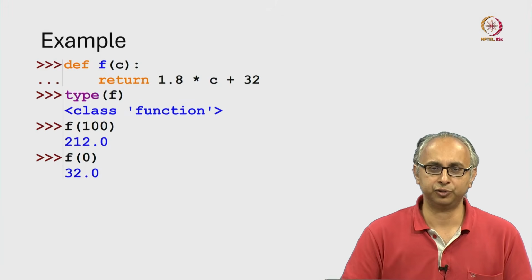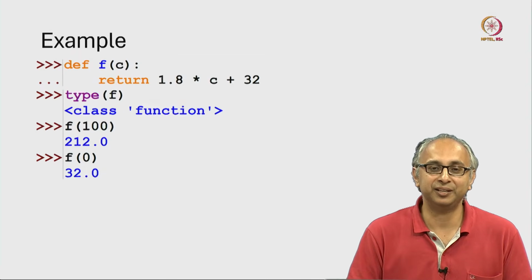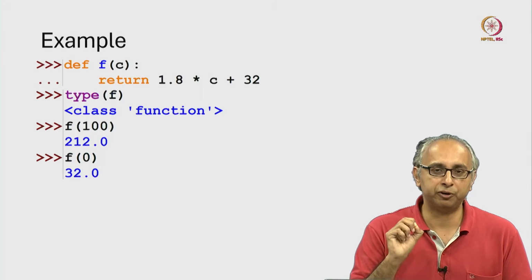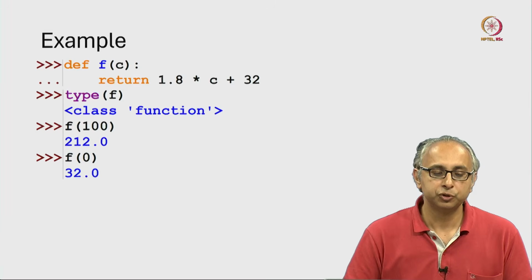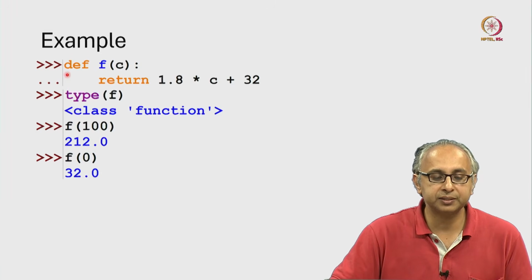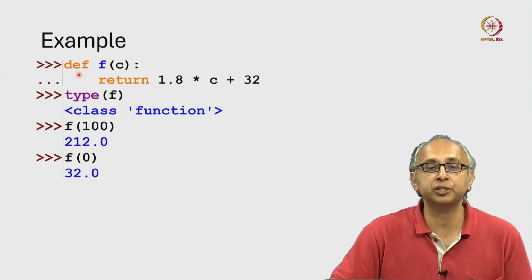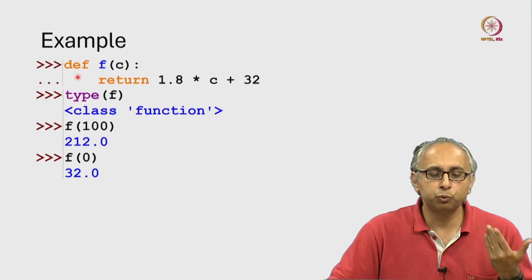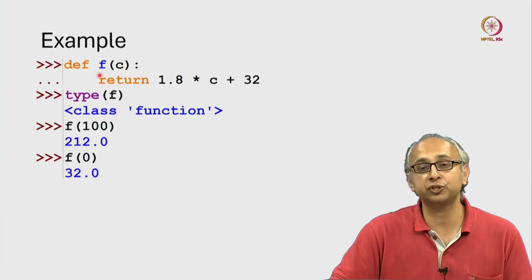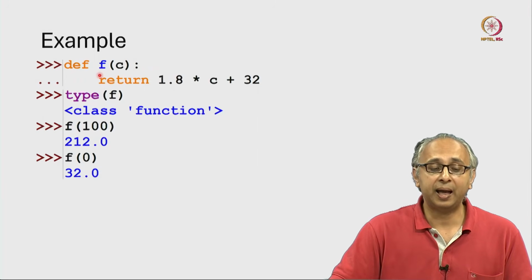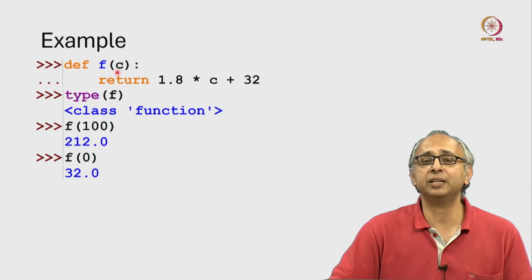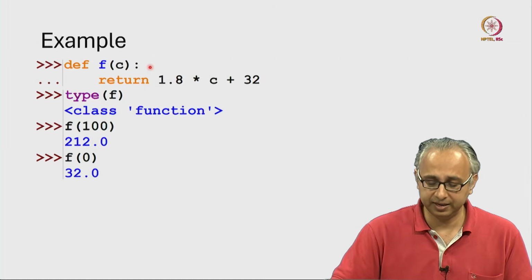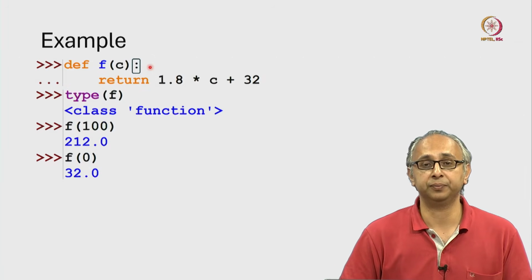Now, here is a function. It's something that we have seen several times, but let's understand the various parts of a function very carefully. So firstly, we notice that we must start a function with the special keyword def. This is short for define. So we wish to define a function named f, and this function takes one piece of data which we're going to call c. Notice that the def statement ends with this colon.